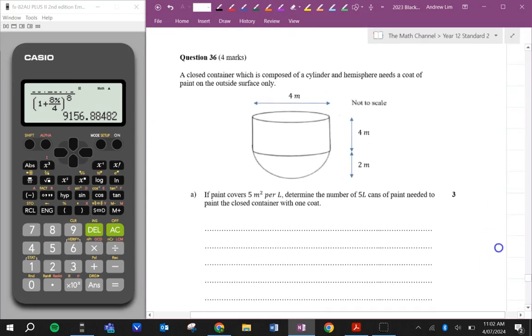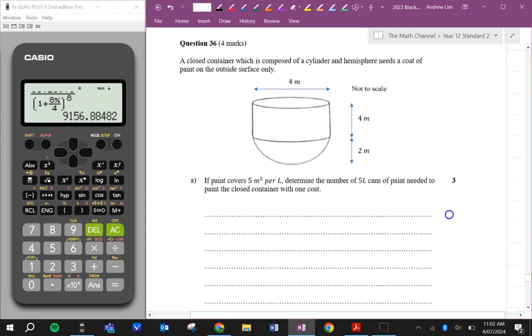Question 36. A closed container which is composed of a cylinder and a hemisphere needs a coat of paint on the outside surface only. If paint covers 5 square meters per liter, determine the number of 5-liter cans of paint needed to paint the closed container with one coat. So we need to work out the surface area.